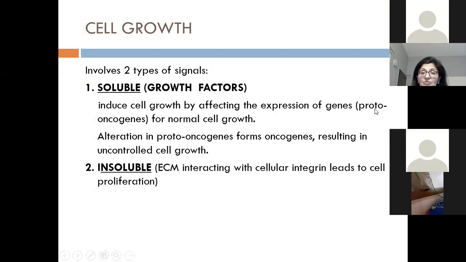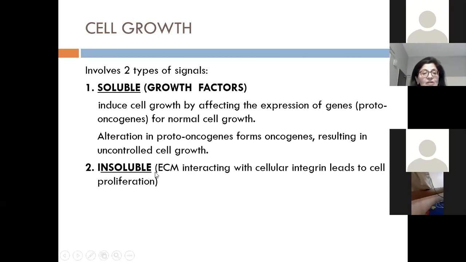If these proto-oncogenes get mutated or get defected or there's alteration, they become oncogenes and they then result in an uncontrolled cell growth. So if they're controlled, then they are called proto-oncogenes. If they become uncontrolled and they produce neoplasia or tumors, then they form oncogenes and they result in uncontrolled cell growth, leading to tumor formation. These are the main growth factors, which are soluble growth factors.